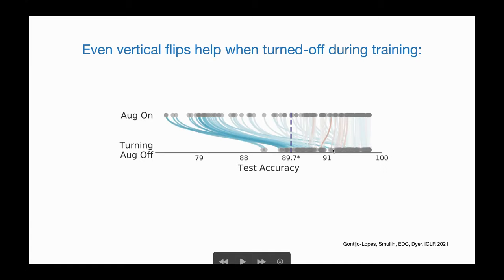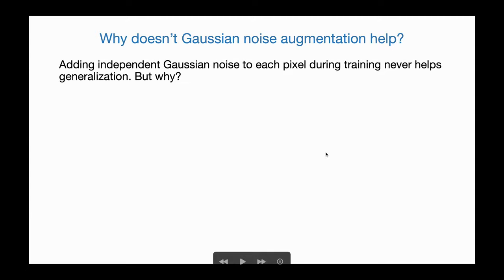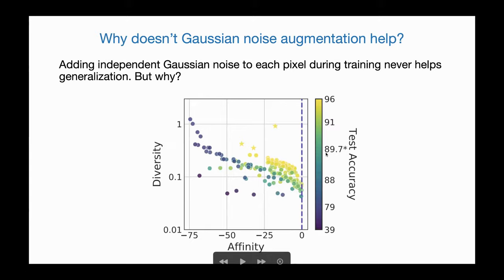And going back to the question about Gaussian noise, I told you that we were quite confused at the time because Gaussian noise was always hurting clean accuracy, but always helping robustness, and we weren't sure why. And cutout was doing the opposite. Here, Gaussian noise would be somewhere here, whereas cutout would be somewhere here. From an empirical perspective, you could say it's just because Gaussian noise has worse affinity than cutout, but that's not very satisfying.